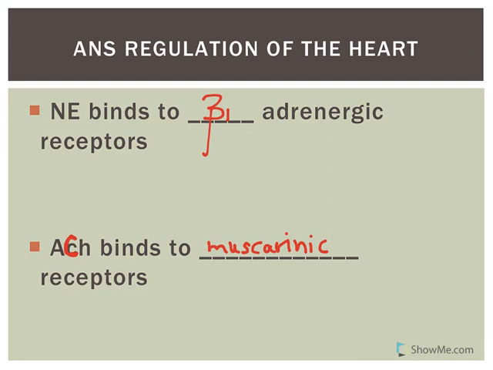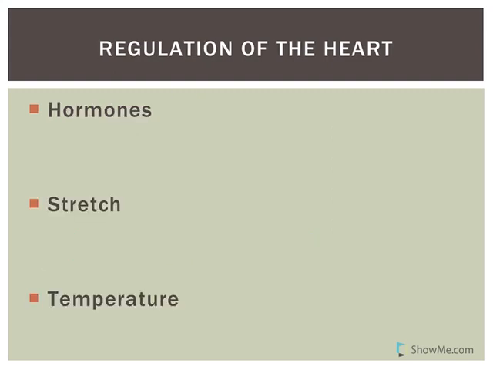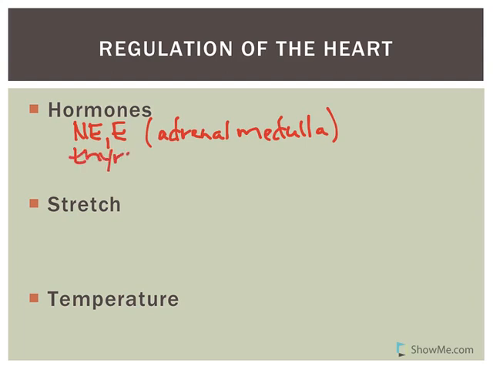Cardiac contractility and heart rate can also be influenced by other factors, such as certain hormones. We could include norepinephrine and epinephrine released by the adrenal medulla. They will also bind to those beta-1 adrenergic receptors, but because they are released into the bloodstream from the adrenal medulla, they're hormones, so they can increase heart rate and contractility. Thyroid hormones can also increase heart rate and contractility, primarily by increasing the number of beta-1 adrenergic receptors on the heart, which makes the heart more sensitive to sympathetic nervous system stimulation.